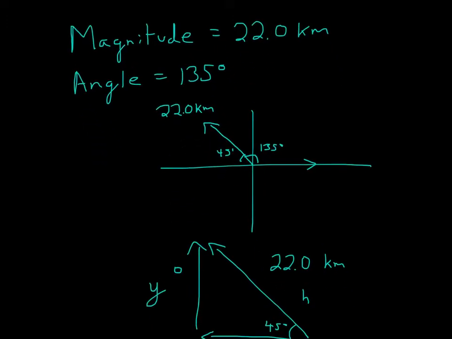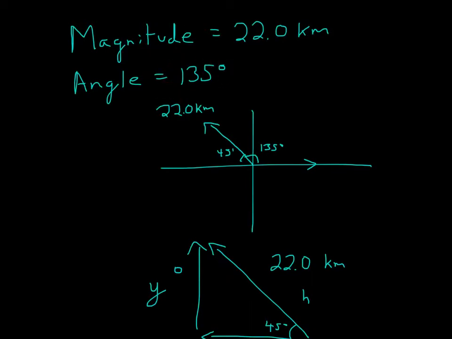So for this problem, what they want is the x component and y component of this vector. The information they gave you was the magnitude. Magnitude is just the length of the vector. So this is the vector, this arrow, and this is the length. Magnitude is length, so 22 kilometers. The angle is 135 degrees.